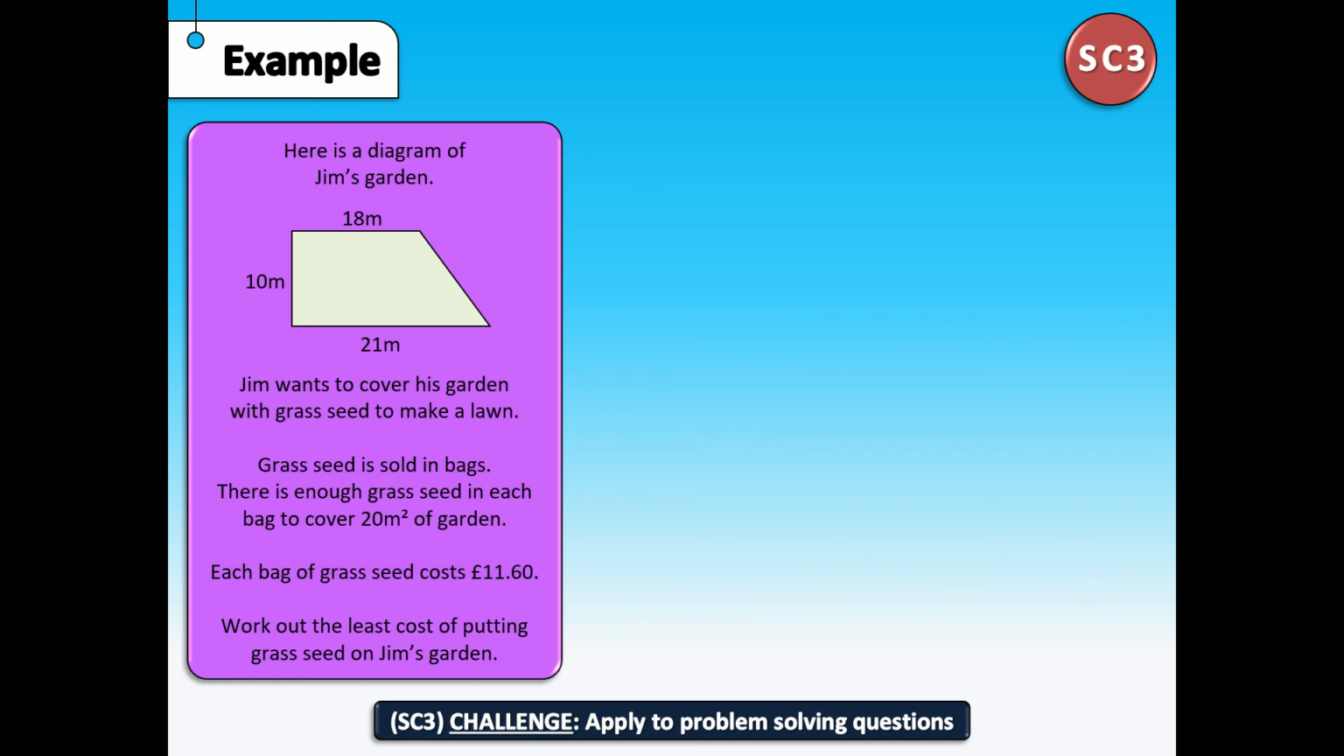Grass seed is sold in bags, and there is enough grass seed in each bag to cover 20 meters squared of the garden. Each bag of grass seed costs £11.60. So we want to work out the least cost of putting grass seed on Jim's garden.